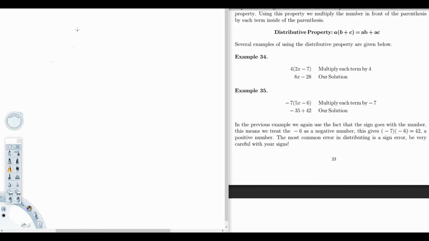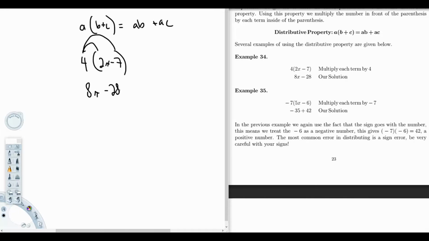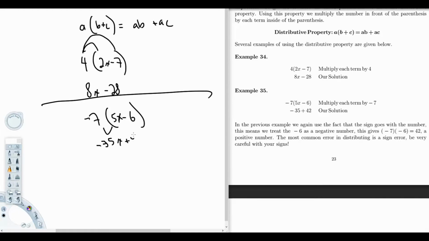Let's try a problem. I'm going to put the rule up here. A times B plus C equals AB plus AC. So 4 times 2x minus 7. I have to multiply this, and I have to multiply this. So 4 times 2x is 8x, right? 4 times minus 7 is minus 28. And that is the solution. Let's try another one. Minus 7 times 5x minus 6. So here we have minus 35x, minus 7 times minus 6 is plus 42.